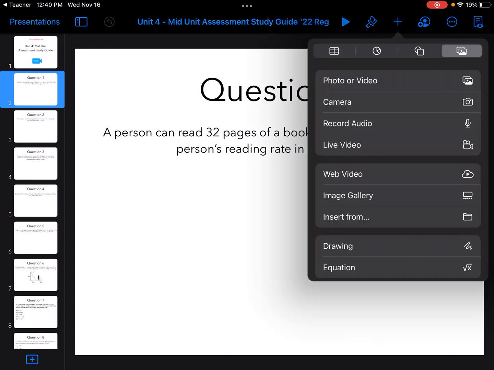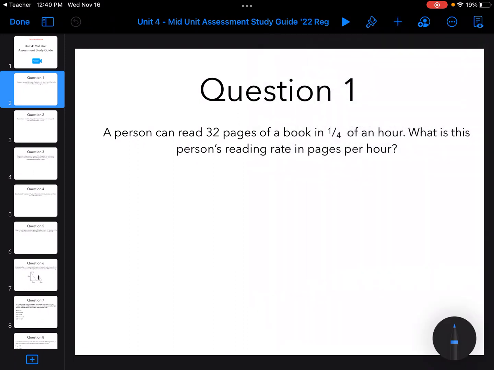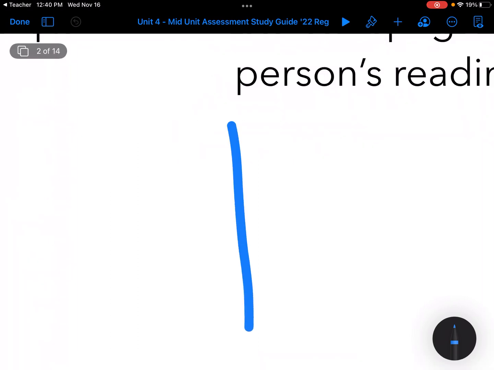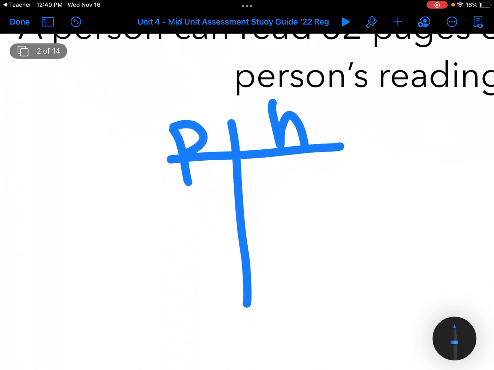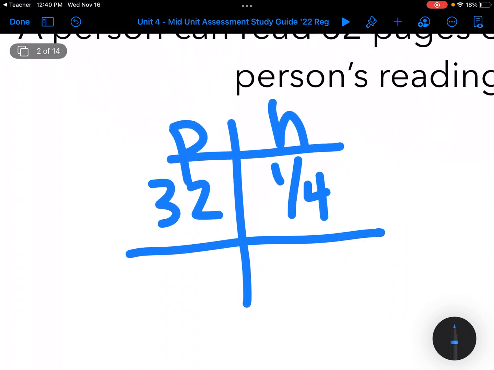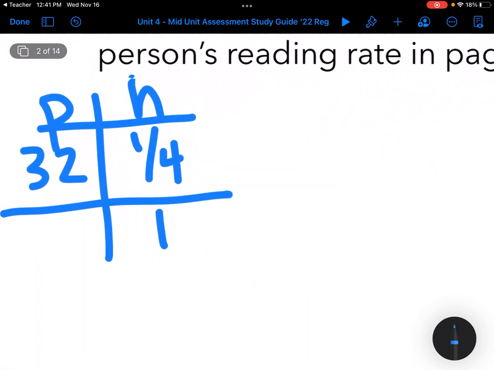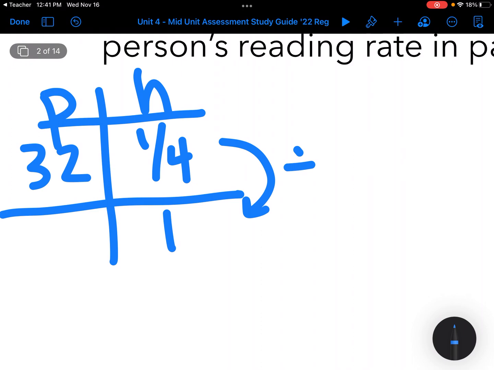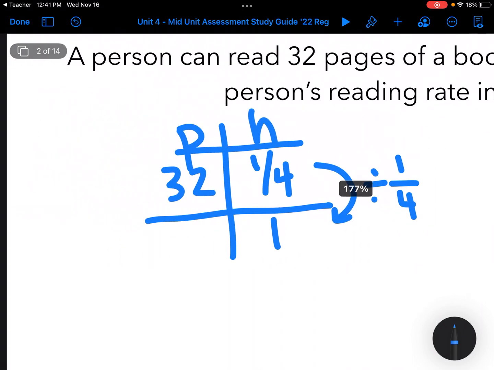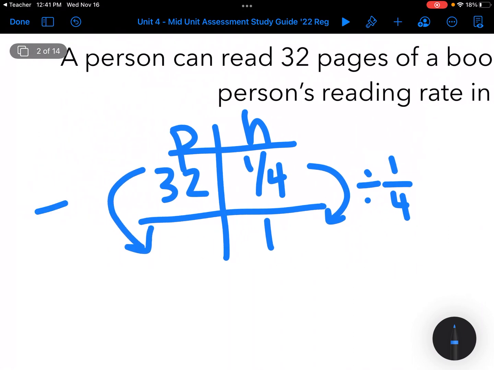So I'm going to start by setting up a table because you know how much I love tables. I've got my pages and I've got my hours. This person can read 32 pages in 1/4 of an hour. I want to figure out how much they can read in 1 hour because it says per hour. So I'm going to divide by 1/4 on each side because 1/4 divided by 1/4 is 1 whole.